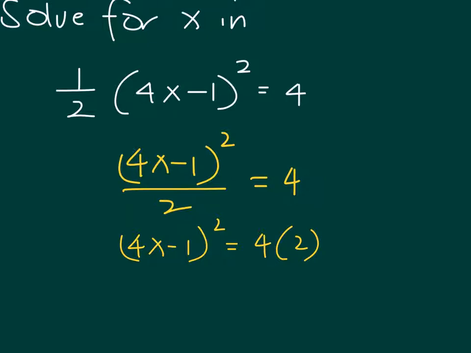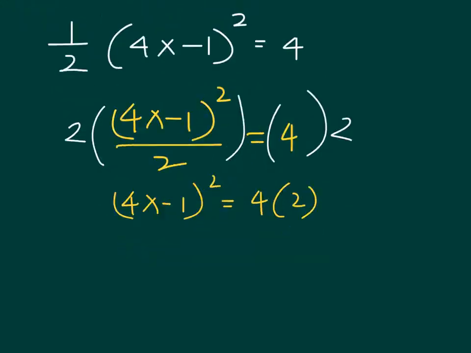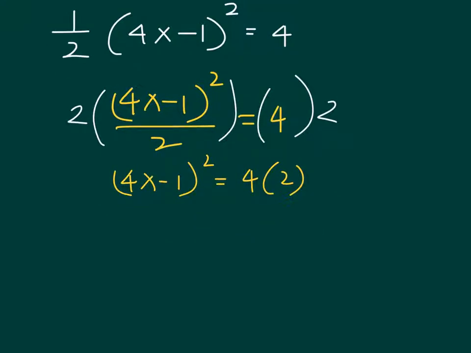Now, just to give you a reason behind that, the cross multiplication is basically multiplying both sides by a certain number, and that is 2. So it looks like we're just cross multiplying, but it came from multiplying both sides by 2. After multiplying it by 2, you should get (4x minus 1) squared equals 4 times 2. And that will be (4x minus 1) squared equals 8.